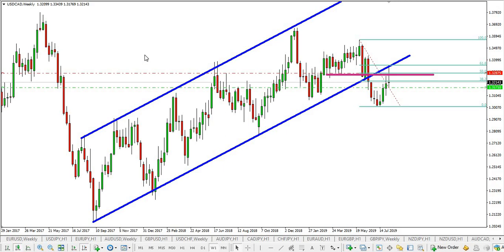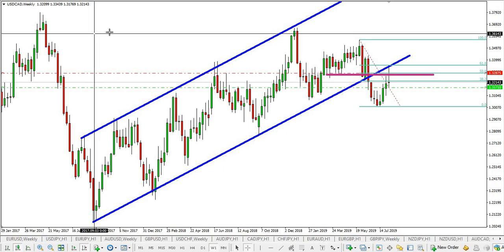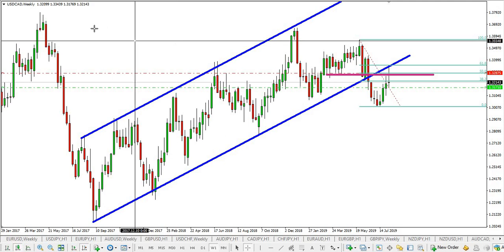So what I will be analyzing on this chart is a potential trade I'm looking to take on the US dollar with the Canadian dollar on the weekly time frame. I will not be zooming into smaller time frames, I will be taking the signal right off the weekly time frame. So first let's have a look at this chart.